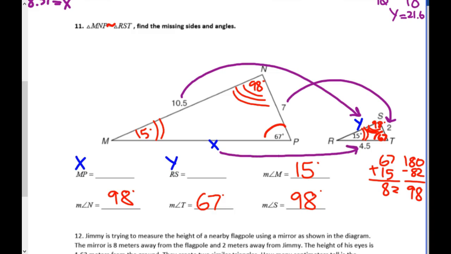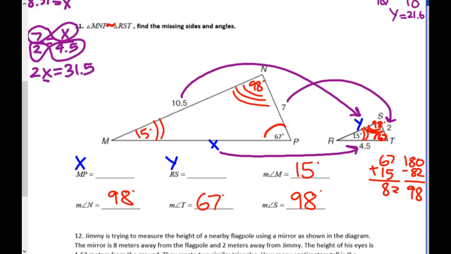Let's set up some fractions here. The one connection I know is 7 over 2 equals, and then we'll use X over 4.5 from left to right. So once again, cross multiply. 2 times X, that's 2X. 7 times 4.5, it's 31.5. And then we just divide by 2. And we get 15.75.